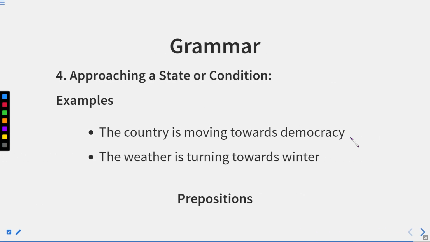Approaching a state or condition. For this also we can use the preposition towards. The country is moving towards democracy. So towards democracy means the state of democracy in this country is increasing. The weather is turning towards winter. It means the days are coming, the winter is coming, of course. So here we can say the changing of the scenario, changing of the pattern, we can use the preposition towards.